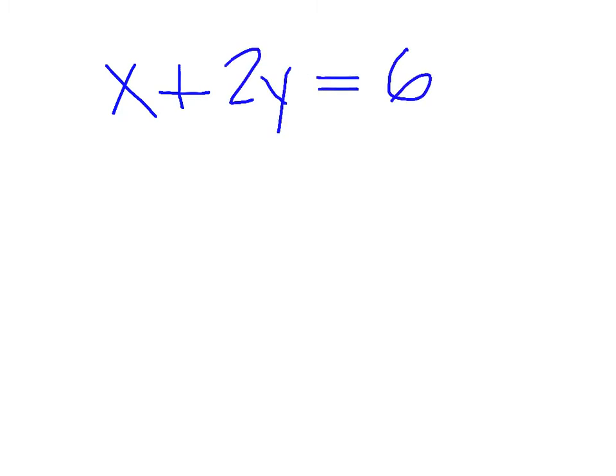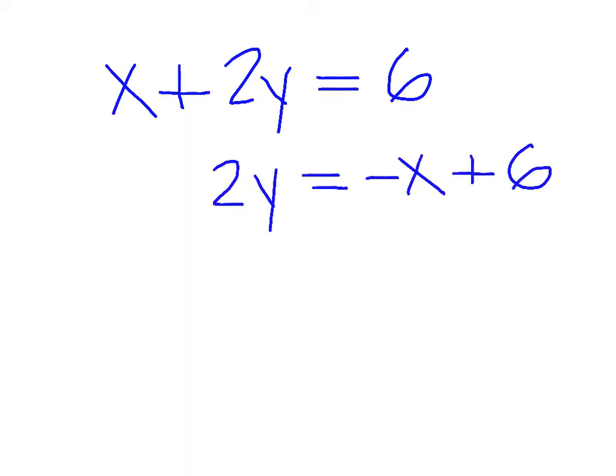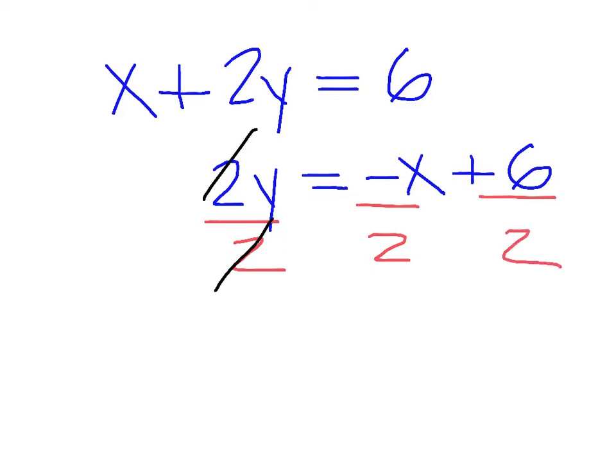Let's say I had something like x plus 2y equals 6. I want to put this in slope-intercept form, which means the y must be by itself. So keep the 2y where it's at, move the x to the right, and change the sign. Divide everything by what's with the y, so that the 2's cancel out. You're left with a y by itself, and you have negative x over 2. That's a negative 1x over 2, which is a negative half x. 6 divided by 2 is 3.